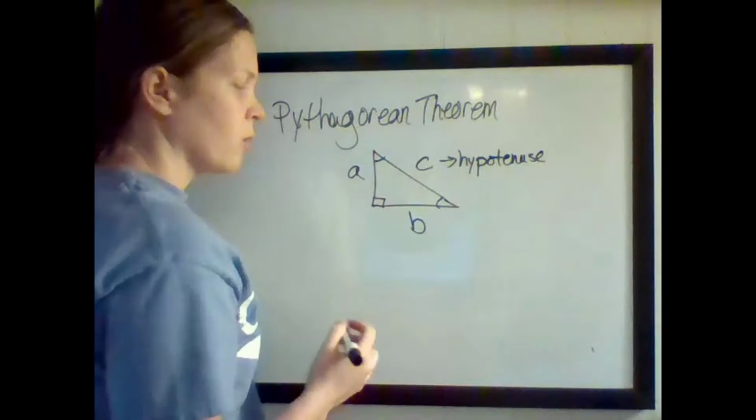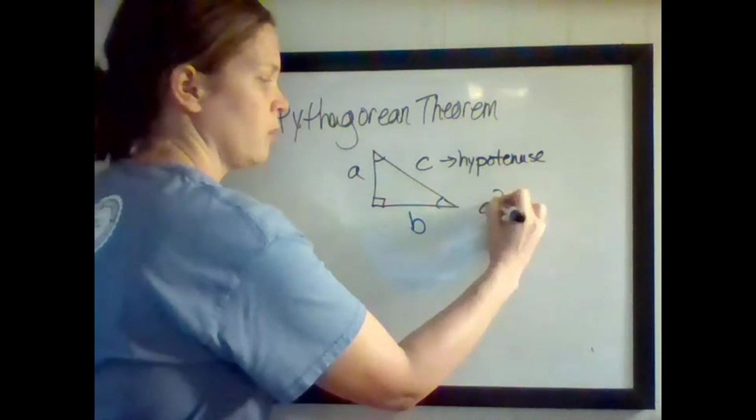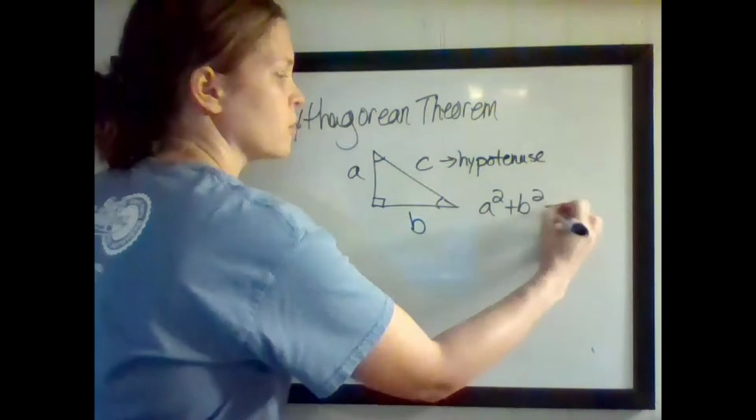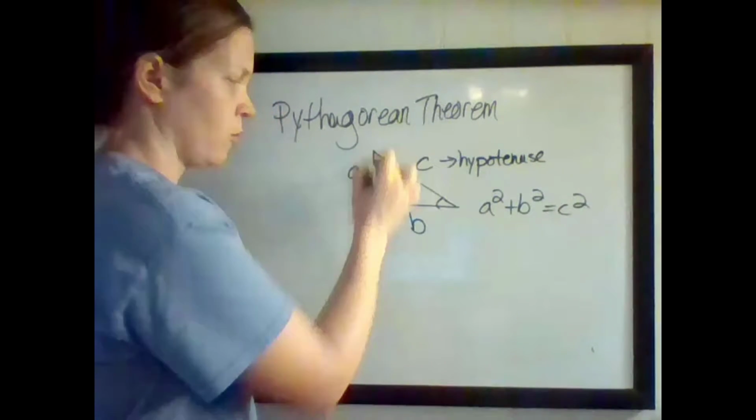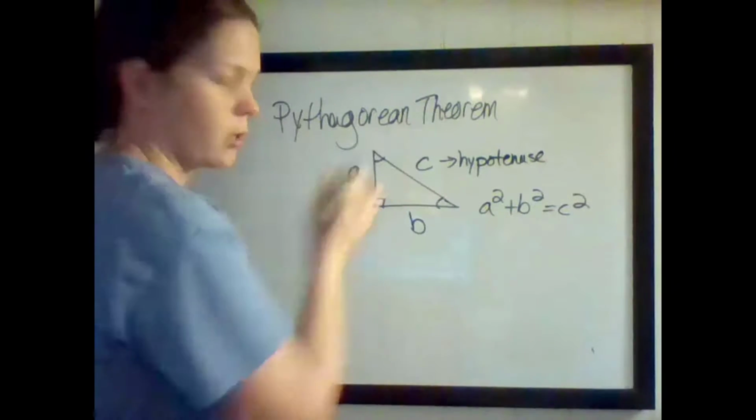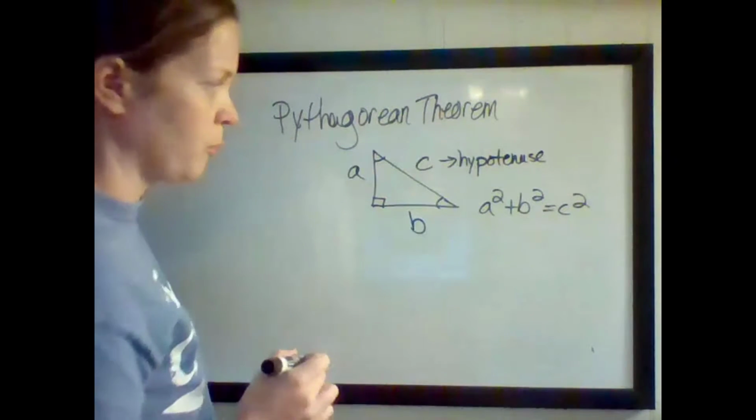So A, B, and C. So what relates them is that A squared plus B squared equals C squared. So this would always be true. This side squared plus this side squared equals the hypotenuse squared.